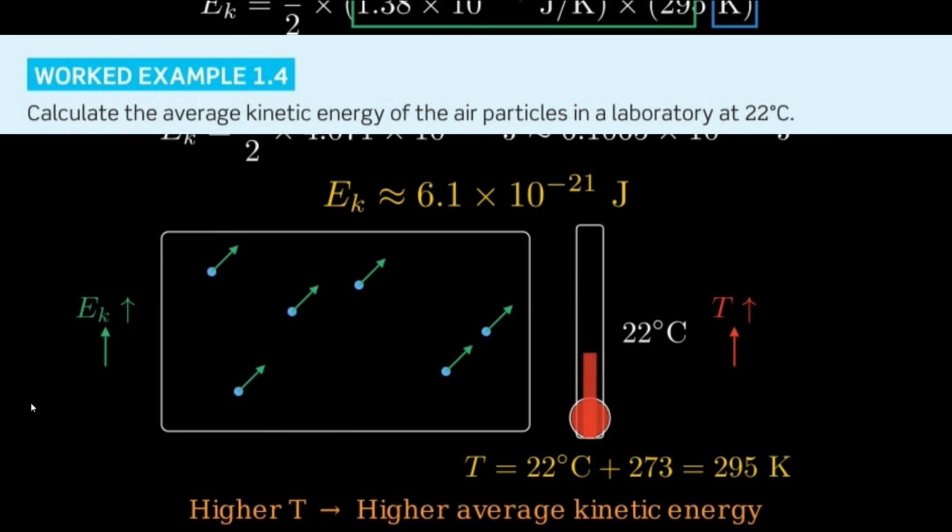So temperature isn't just a number on a thermometer. It's a direct measure of how energetic the particles are.